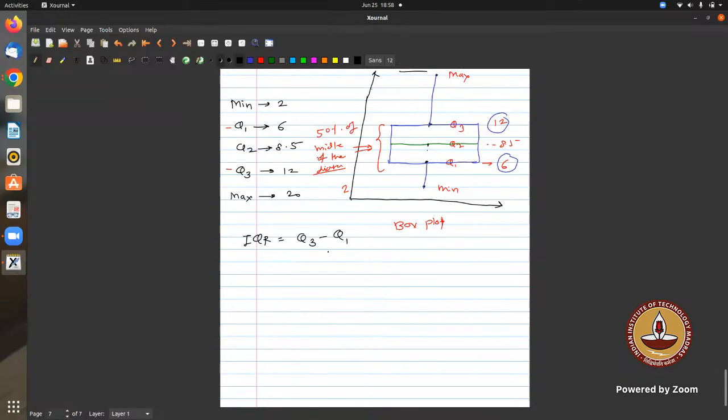Until this point is clear? Then let's go on to find the outliers. Outliers can be on this side or on this side; they can be on both sides. Outliers are the data points which are not very close to the rest of the data.